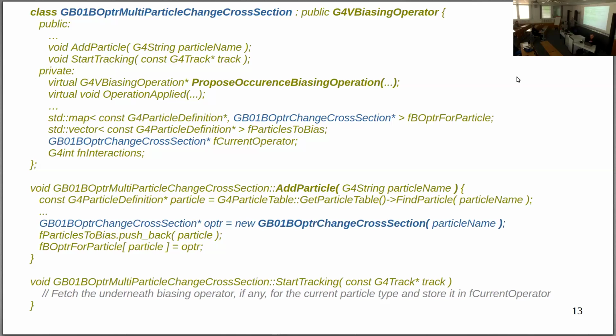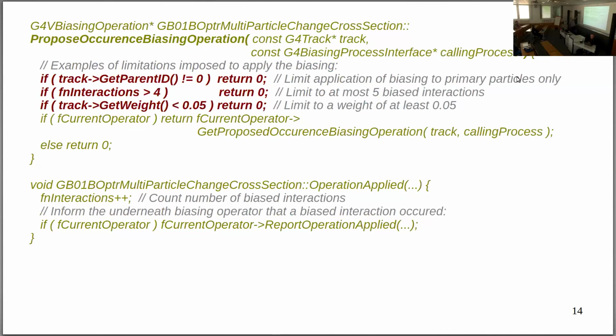And then, given that altering the cross-section means that you are altering, with respect to what is happening naturally, how frequently that interaction occurs, the method which is somehow important is called ProposeOccurrenceBiasingOperation. You see that here it returns a G4, this is something in Geant4, not in this example, BiasingOperation.